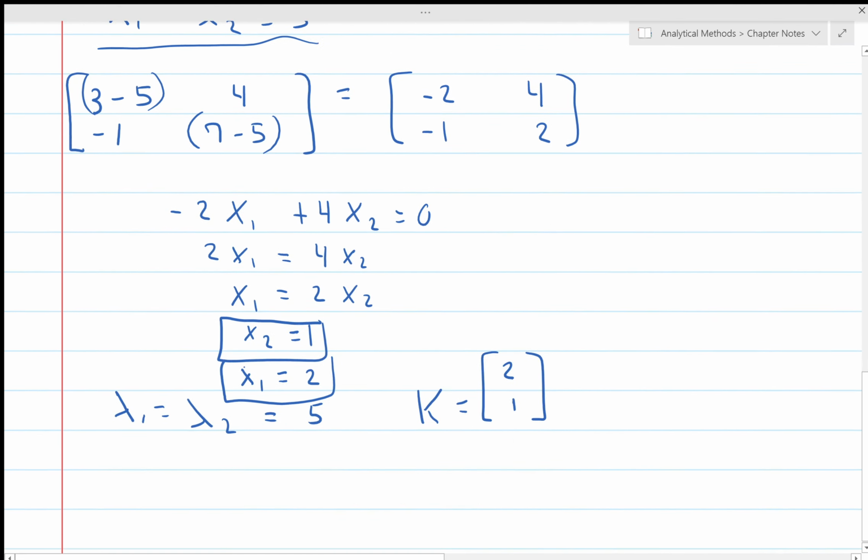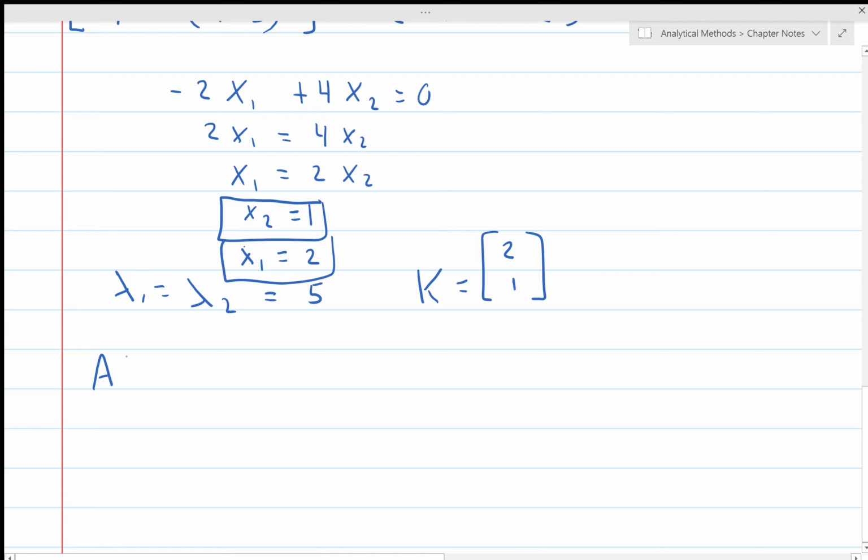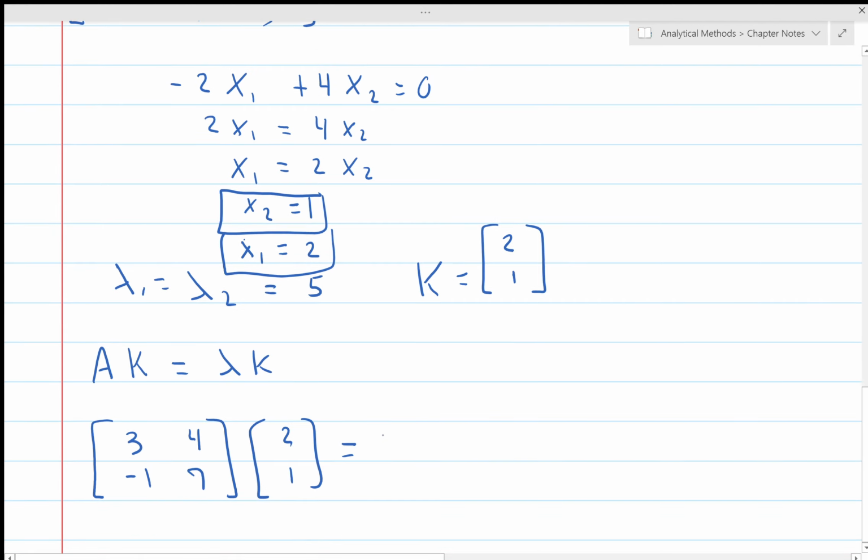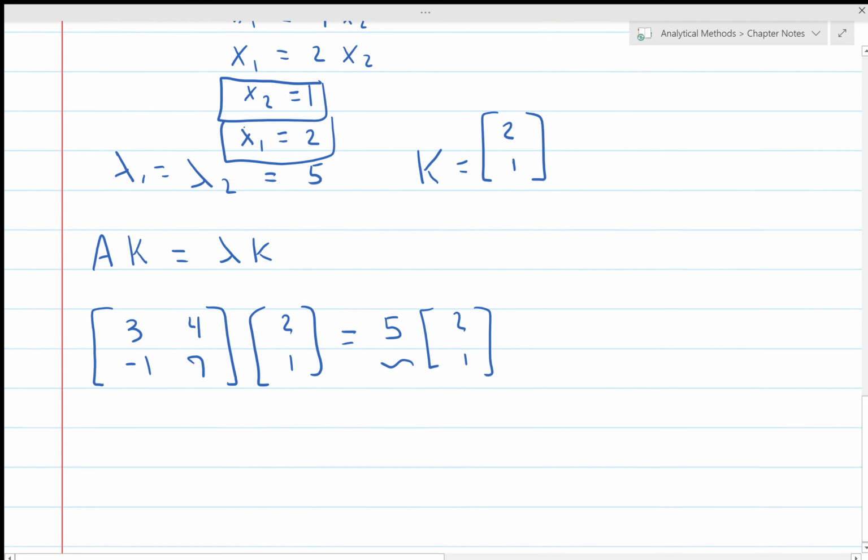Scrolling down here, let's rewrite that. Ak is equal to lambda k. So I have my matrix A, which is 3, 4, -1, and 7. My solution K is 2, 1. That's equal to, in our case, lambda is 5 times K, 2, 1. So that's my scalar here in this case.